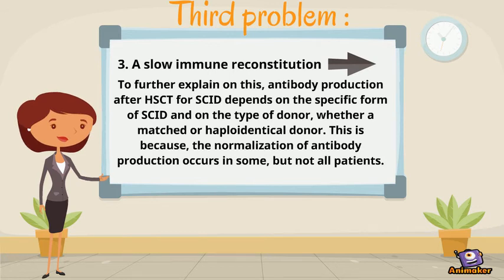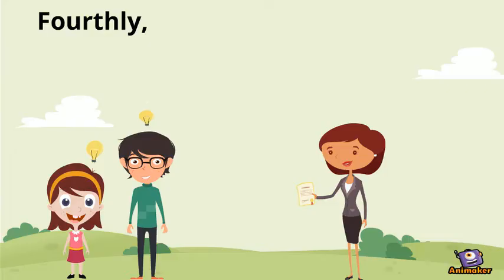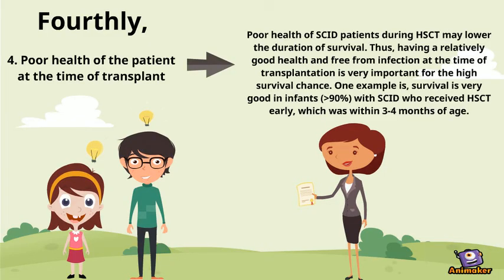The third problem is slow immune reconstitution. Antibody production after HSCT for SCID depends on the specific form of SCID and on the type of donor, whether a matched or haploidentical donor. This is because normalization of antibody production occurs in some but not all patients.